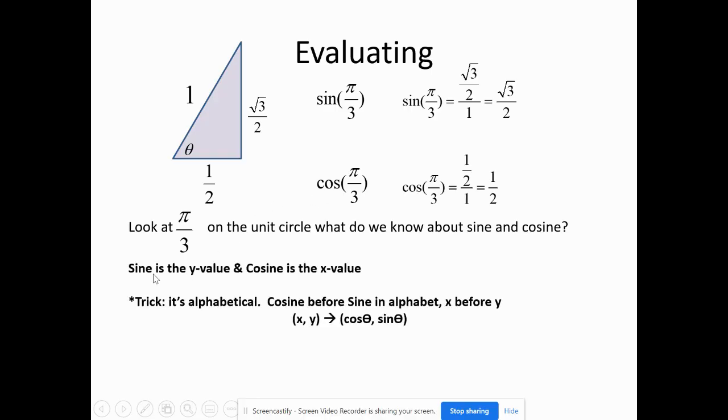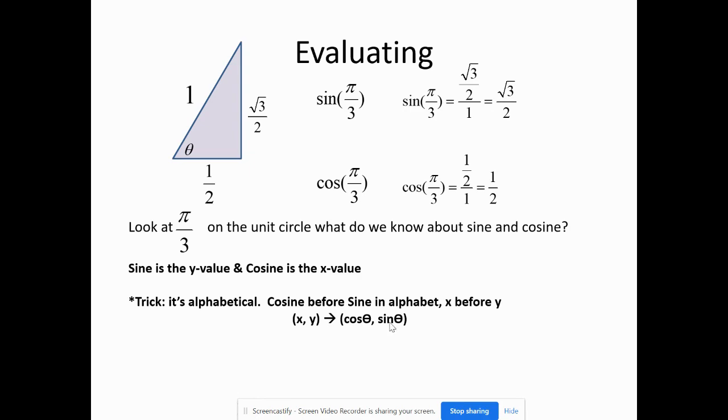So you should have noticed that sine is the y value that you have written on your perfect unit circle, and cosine is the x value. And that makes sense because the adjacent side over hypotenuse, which is 1, so adjacent is your x and opposite is your y. So you should write this down. Cosine is the x and sine is the y, but this little trick down here, it's alphabetical. If you normally write a point x comma y, x comes before y in the alphabet. Well, luckily, cosine comes before sine in the alphabet. So x is really cosine theta and y is really sine theta. This should help us answer the questions.